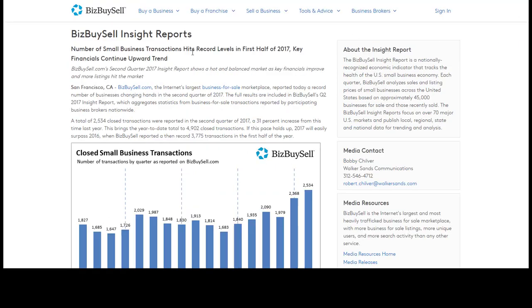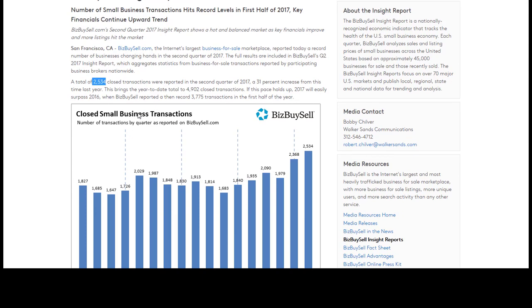Now, right at the top, the first thing they talk about is the number of closed transactions. As we saw a minute ago, in the most recent quarter, that number was 2,534, which is a big number. It shows us that this is a good sized data set for us to use. It's focused on small businesses, but that's about all we can tell from that number.